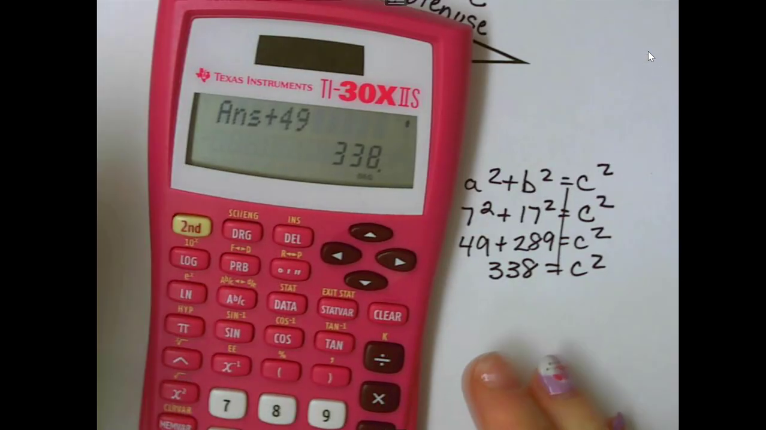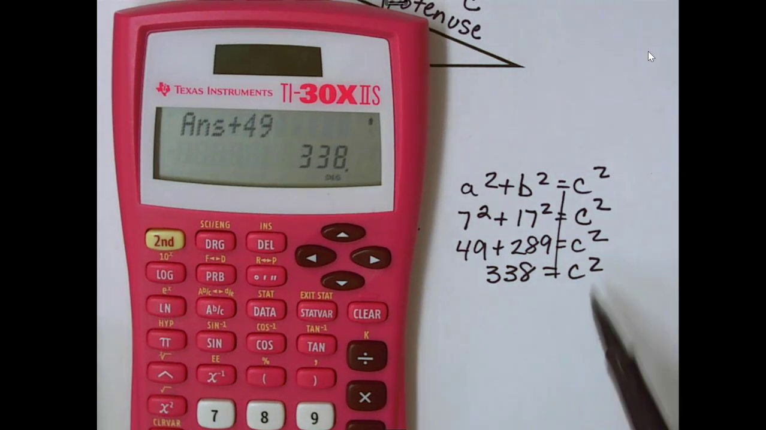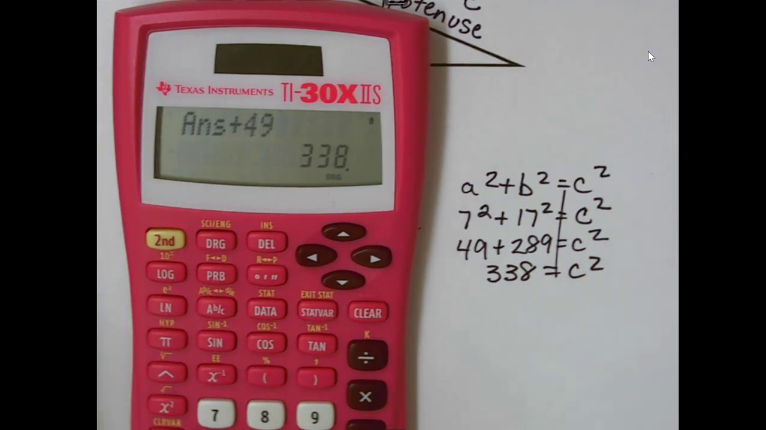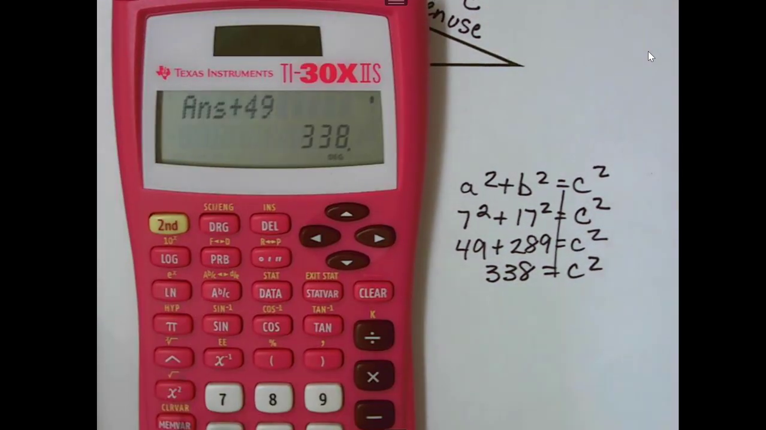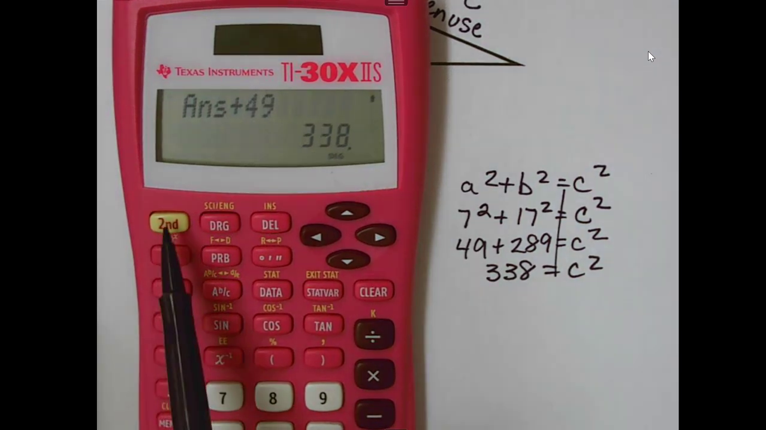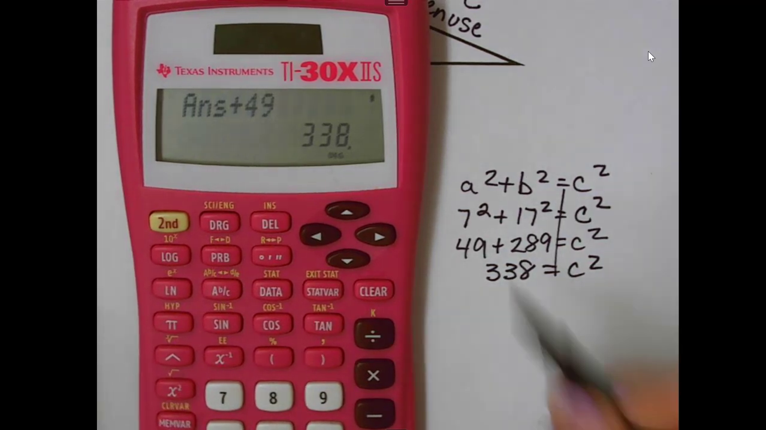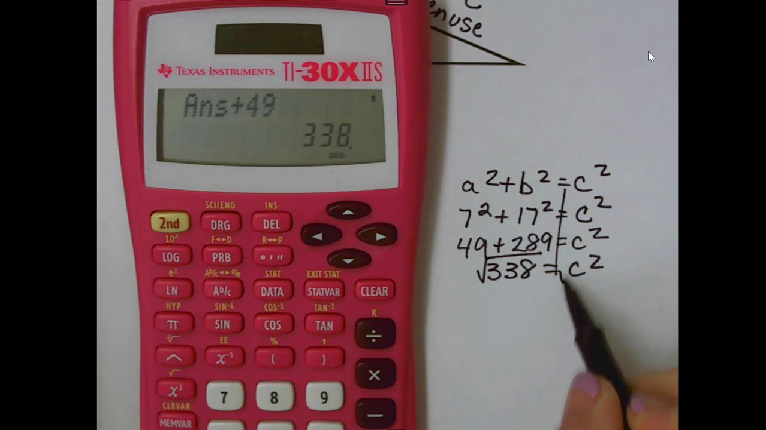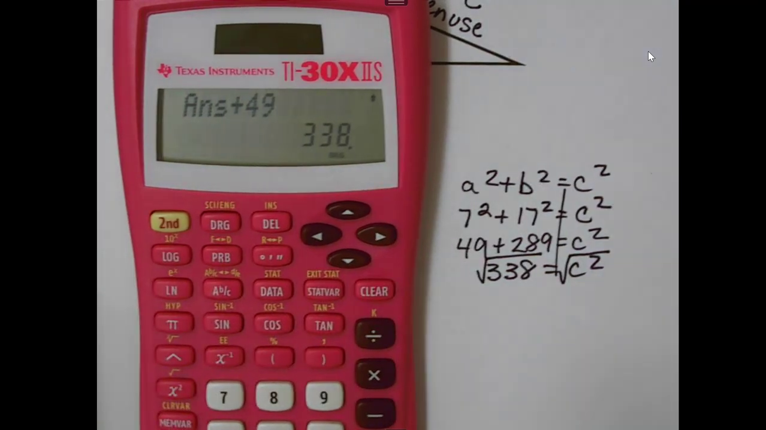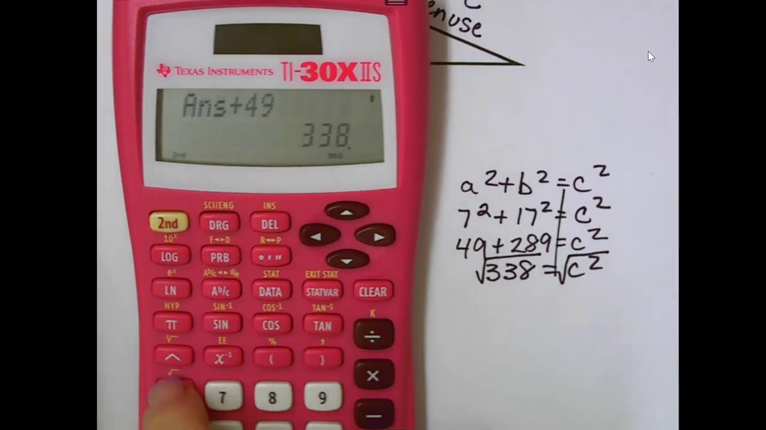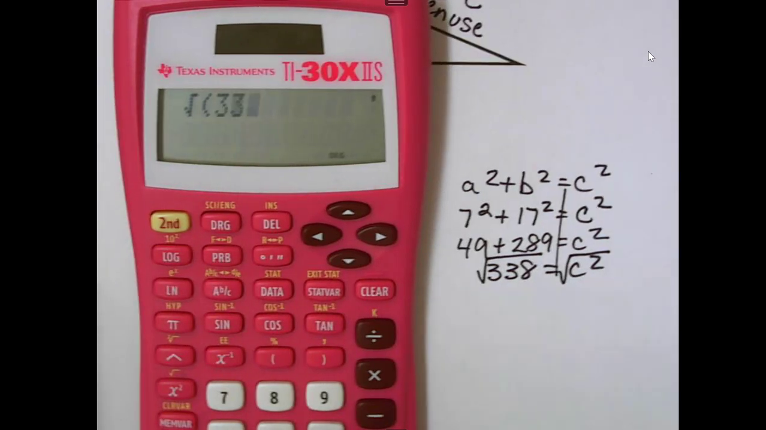Okay, now let's see what we do to solve this. The inverse of squaring is square root, and that's why on the key in yellow, you can use the second button. You can see x squared and square root. Those are inverses of each other. That's why that yellow square root is right with that x squared. So I'm going to square root both sides. Second, x squared, 338.